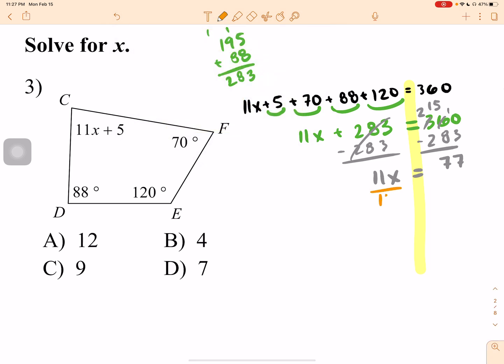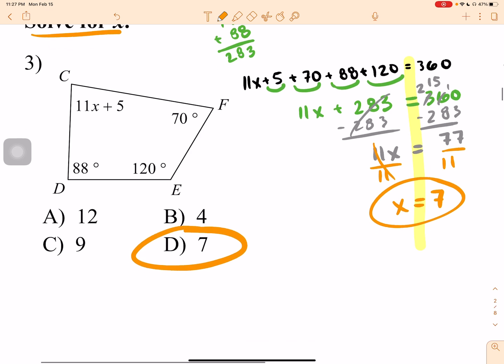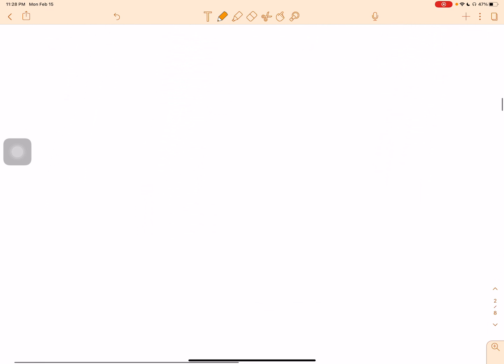All right, now divide both sides by 11, and that works out nicely. So I'm going to assume I did all my calculations right. It did just say solve for x. Sometimes it'll say to solve for a specific angle, so you want to be careful and make sure you're plugging that back in instead of just solving for x. But this one is D. Make sure you're pausing and trying out these problems on your own as well.